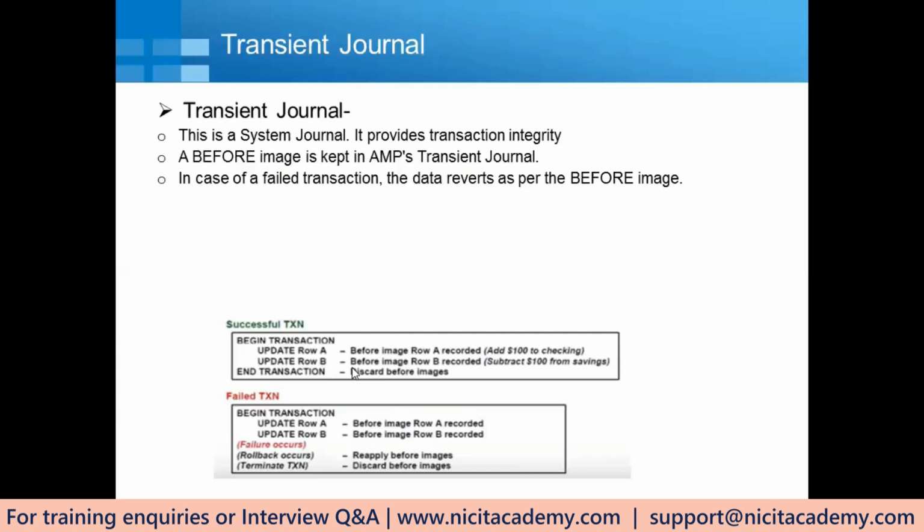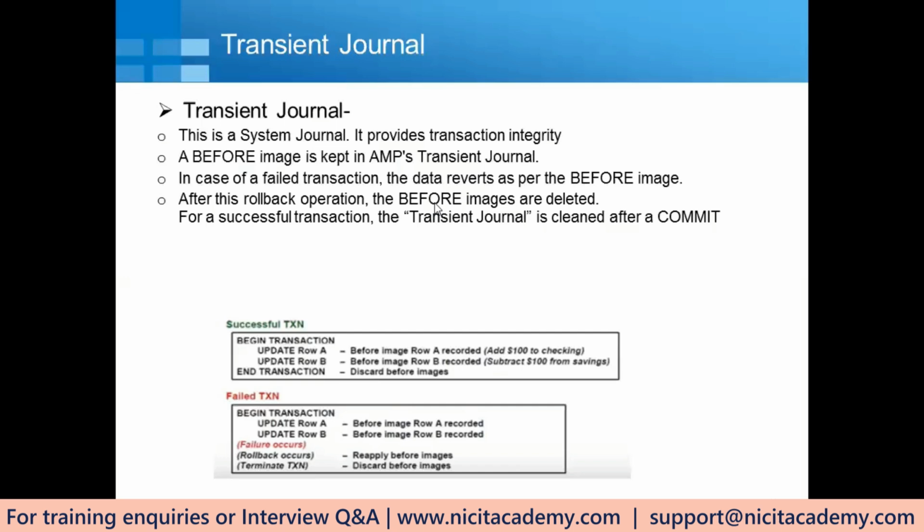That before journal, there is no usage, right? Why? Because the transaction got success. So you are not going to use it. Anyhow, whether it is a success or failure, it will be discarded. But if it is a failure, it will be used. In case of success, it will not be used. So after this rollback operation, the before images are deleted. Clear? For a successful transaction, the transient journal is cleaned after a commit. Even on success, it will be deleted.